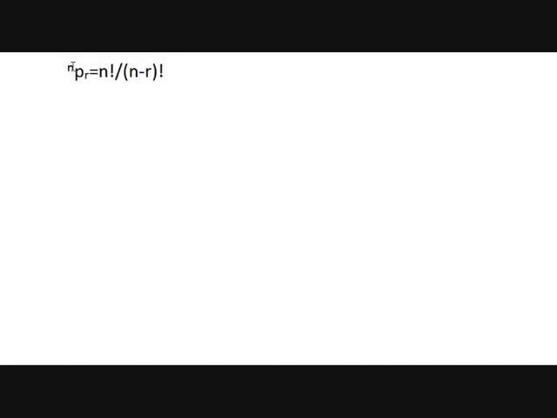The permutation is represented in this way. First, we write n, meaning total possibilities, next to P, and we write r, meaning total boxes, in the subscript. Now this is the formula: nPr is equal to n factorial by n minus r factorial.